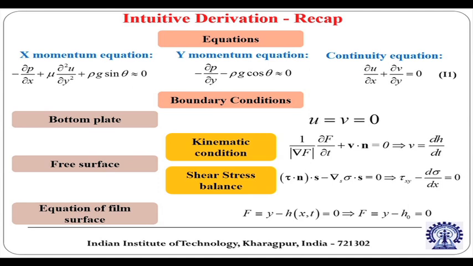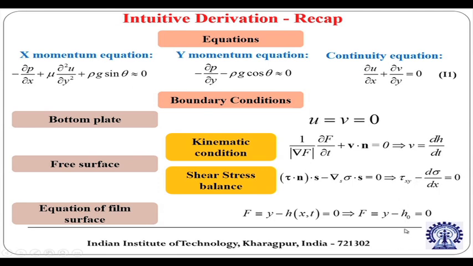So, the x momentum, y momentum, continuity equation, the boundary conditions, the bottom plate u equal to v equal to 0, free surface, two boundary conditions, one is the kinematic condition and another is the shear stress balance. Now, a special form of this for flat surface is v is equal to dh dt and tau xy is equal to d sigma dx. Okay. So, the general form implies the special form for flat surface.